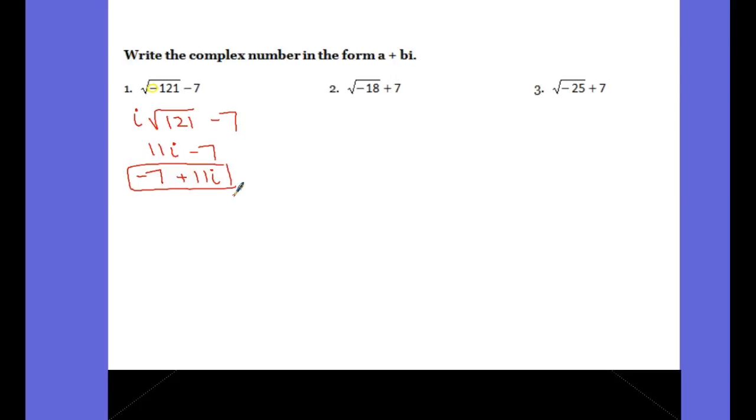Number 2, the square root of negative 18 plus 7. So you see that negative, we know there's going to be an i. 18 would break into what two numbers? 9 and 2. So the square root of 9 is 3, so you get 3i square root of 2. So it's the same thing, it's just that now when you have a negative, you make it an i. Once again, it's not in the right order. They want you to have the 7 first, and then add the 3i root 2.